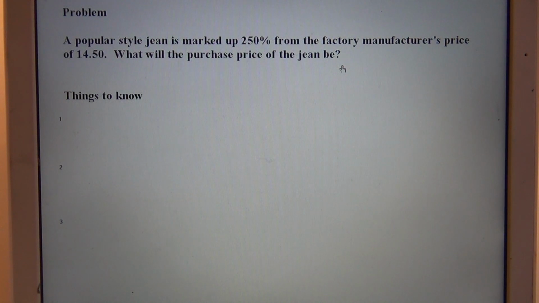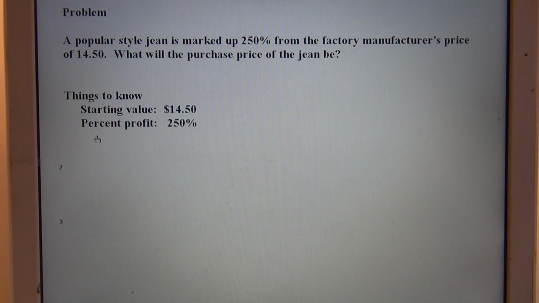So the manufacturer's factory price of the jeans is $14.50. So that must be our starting value. And then it's marked up 250%. So those are the two things that I think we need to know. Starting value is $14.50, but the store is increasing its profit, its percent profit, by 250%. So we want to figure out what they're selling the jeans for.